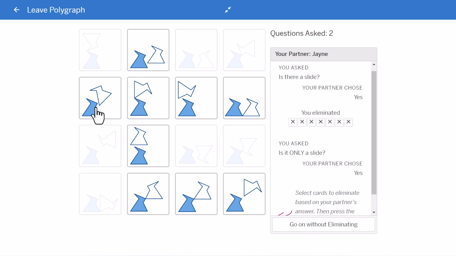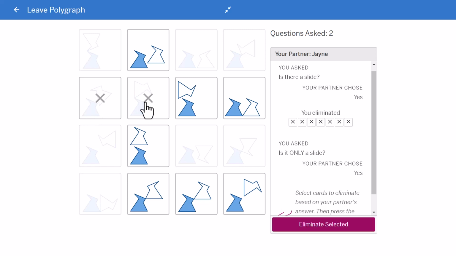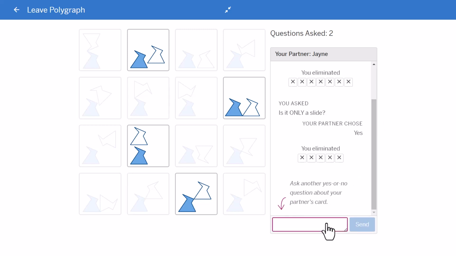This one's just a slide. This one has a turn. This one has a flip or something. That's more than one thing. This one's just a slide. This one's just a slide. This one's more. That's just a slide. And that has more than one thing going on. All right, so that really helped. So I need to continue asking yes or no questions, but you get the idea.